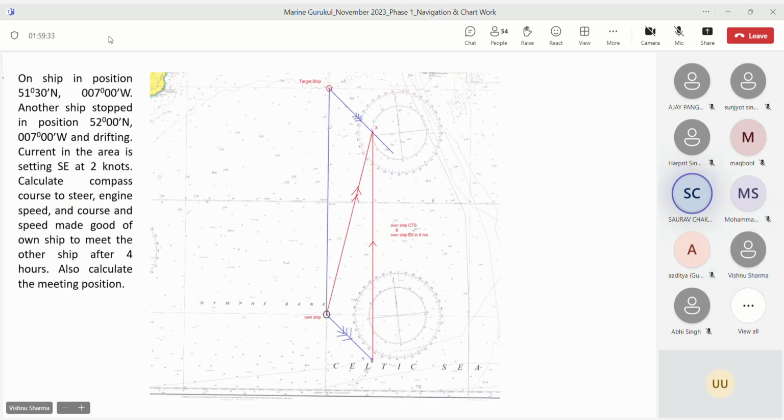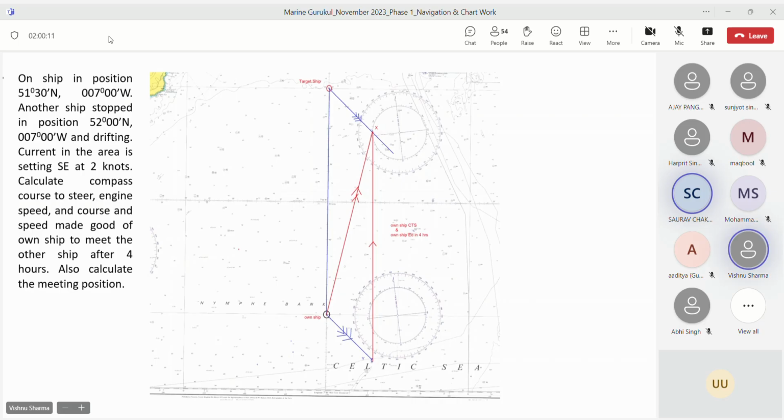Sir, here they gave us the 4 hours duration after which you have to meet. Yes, after which we have to meet at X. So since we had every piece of information about the target, we found where the target would be. Suppose the target was also moving, still we could have made a 4-hour triangle for our ship and for the target and found where the target would be after 4 hours, right?